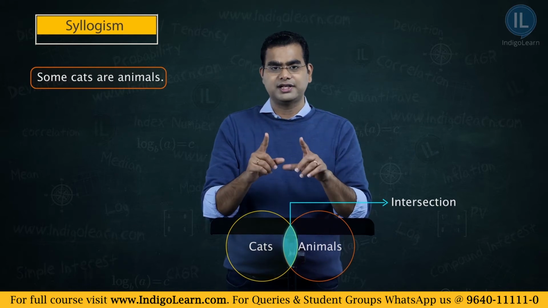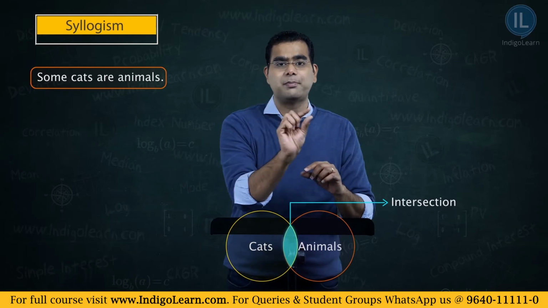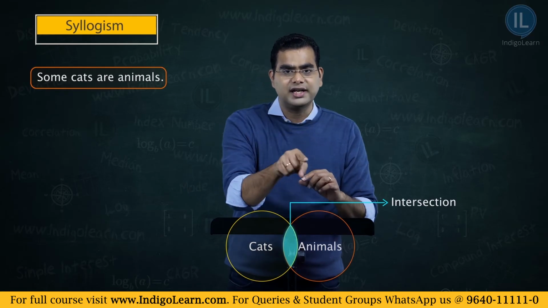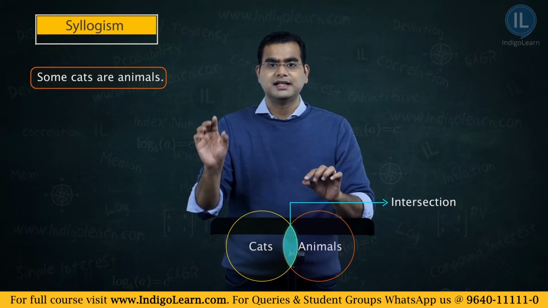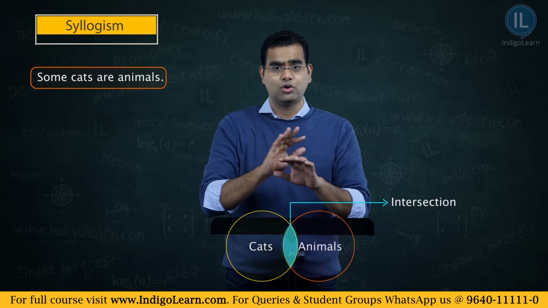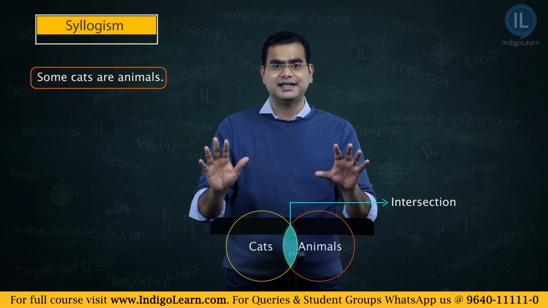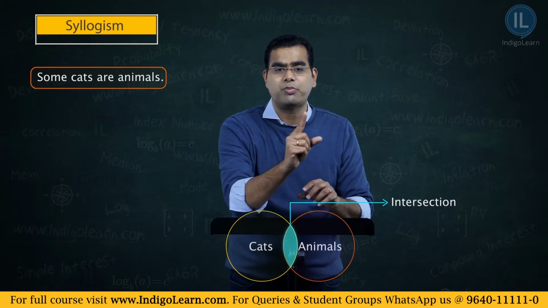Now, please pay attention to this particular point, students. There are some cats which may be, there is a possibility. So, this shaded region that you see, that is certain because the statement says there are some cats which are animals. The statement has never said or nowhere has it indicated with certainty that there are some cats which are not animals. It is just a possibility.